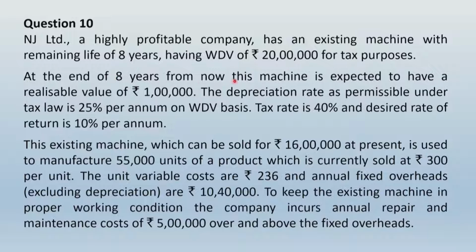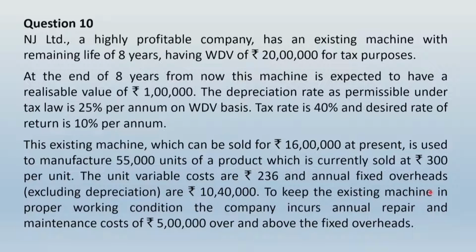At the end of 8 years from now, this machine is expected to have a realizable value of rupees 1 lakh. The depreciation rate as permissible under tax law is 25% per annum on WDV basis. Tax rate is 40% and the desired rate of return is 10% per annum. This existing machine, which can be sold for rupees 16 lakhs at present, is used to manufacture 55,000 units of a product which is currently sold at rupees 300 per unit. The unit variable costs are rupees 236 and annual fixed overheads excluding depreciation are rupees 10,40,000.